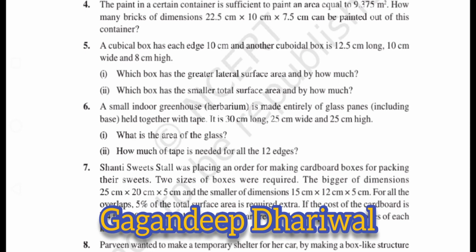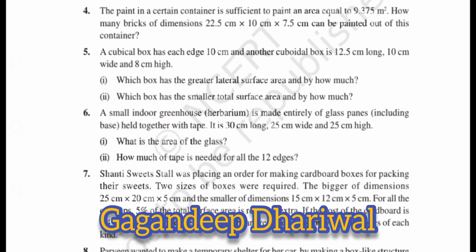Similarly, in the second part you have to calculate the total surface area and compare which one has the smaller, and again find the difference, so we have to tell by how much the given box is smaller than the other. In the first one you have to tell the greater one by comparing the lateral surface area, and in the second you have to tell the smaller one by comparing the total surface area. Also find the difference in both cases. So let us solve this problem.